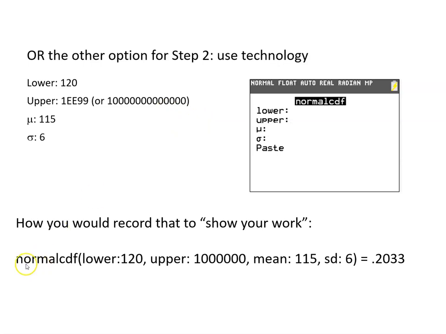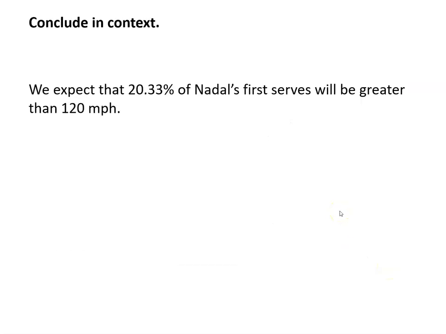The way you would record that, showing your work, is what you would write here. All of this, labeling what each number is. Finally, we conclude in the context, we expect that 20.33% of Nadal's first serves will be greater than 120 miles per hour. You could also say we expect that about 20% of Nadal's first serves. So if you're going to be rounding it more, make sure you're using the word about.